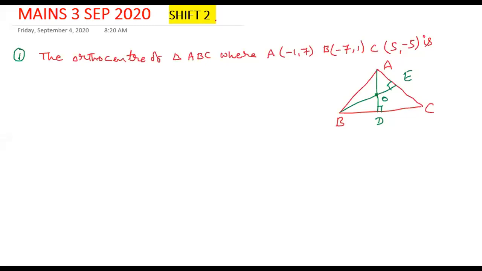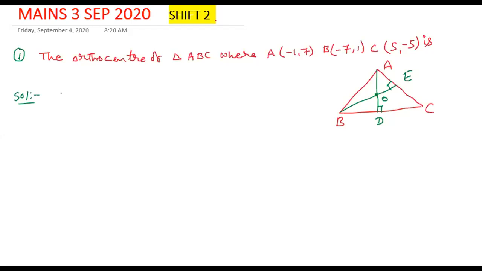Okay. Now go to the first question. The orthocenter of triangle ABC, three vertices given. How to find the orthocenter? Orthocenter means the point of intersection of altitudes only. Now, first find two altitudes.